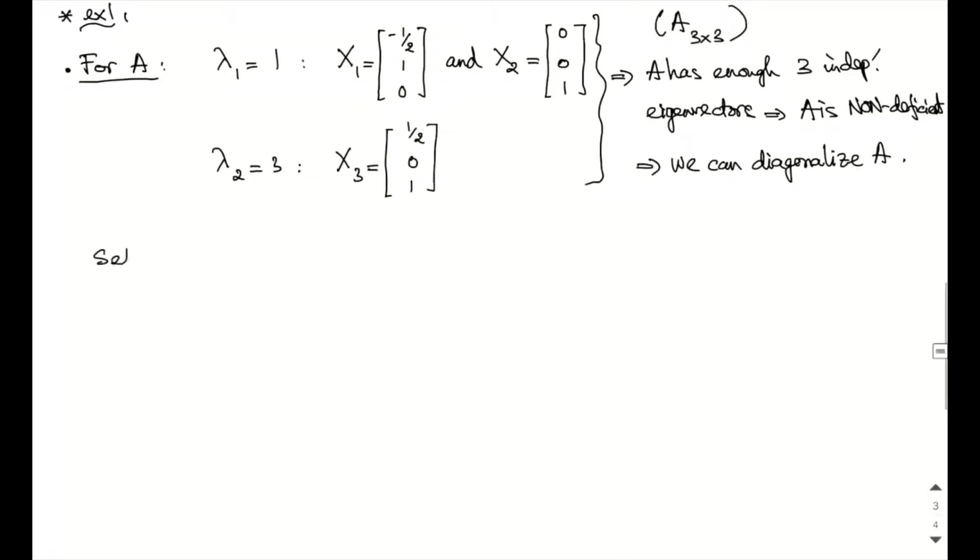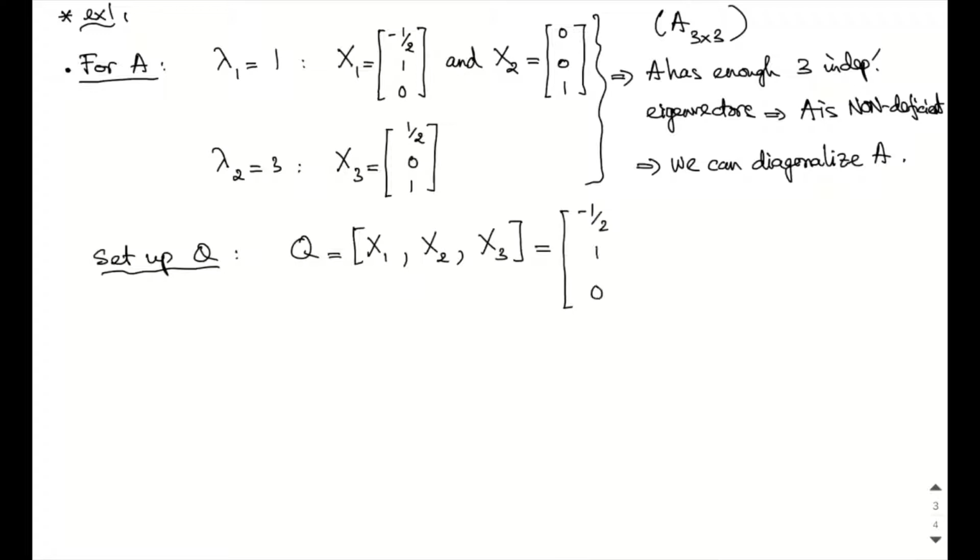If you are working with a 5 by 5 matrix, the matrix has to have 5 independent eigenvectors. Then we set up Q. Well, Q is just putting x1, x2, and x3 together. And so you are going to get a 3 by 3 matrix that is negative 1/2, 1, 0, 0, 0, 1, 1/2, 0, 1.